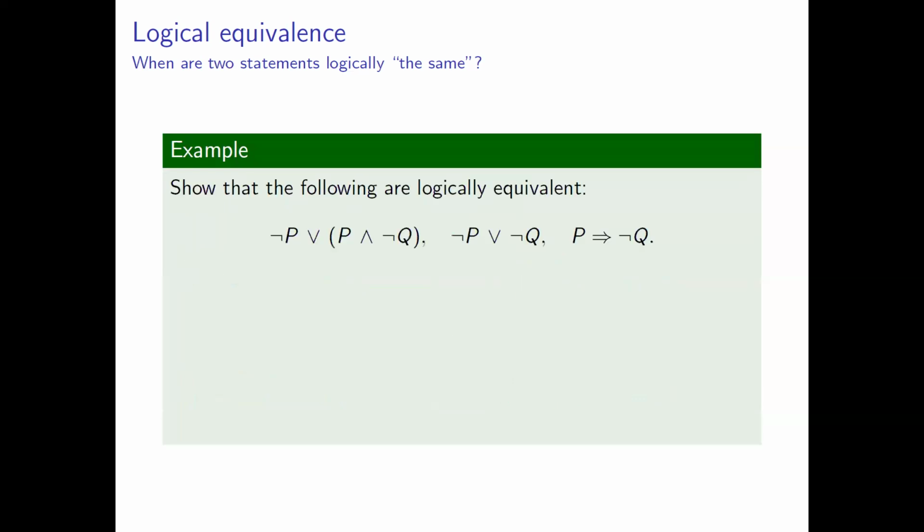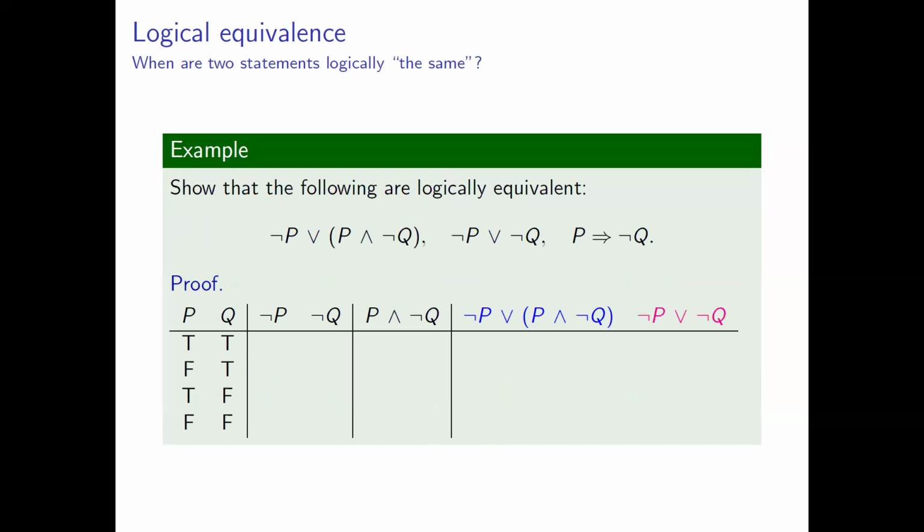In the next example, we show that the three propositional forms, either not P or both P and not Q, either not P or not Q, and P implies not Q, are logically equivalent. We do this by comparing their truth tables. First, we fill in the columns for the statements not P and not Q. Recall that the truth values of not P and not Q are the opposite of the truth values of P and of Q, respectively.